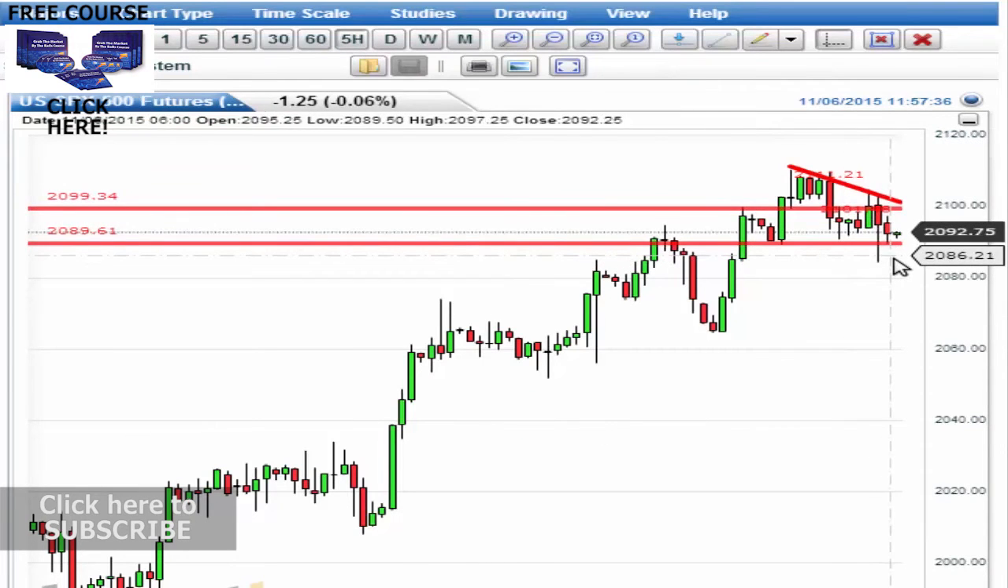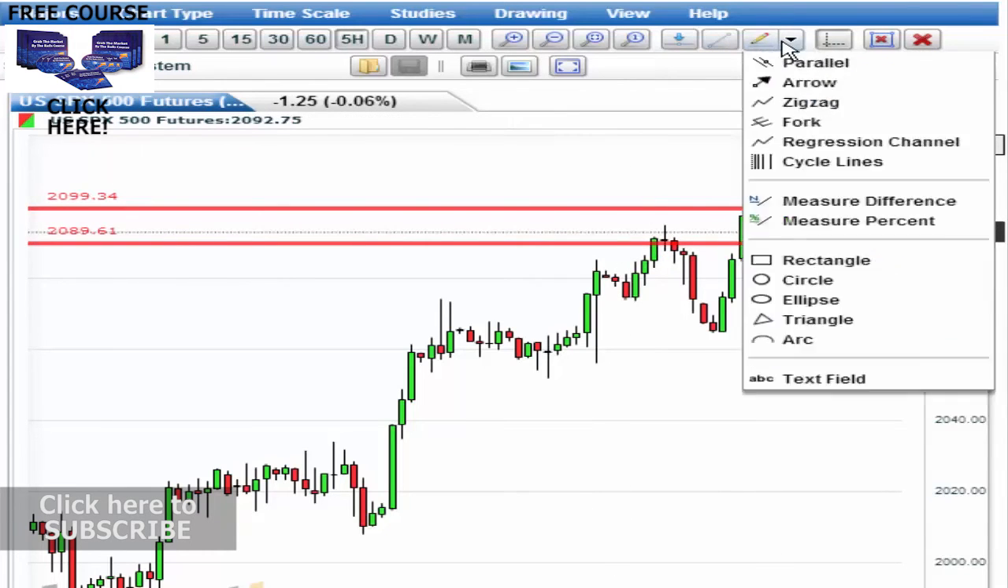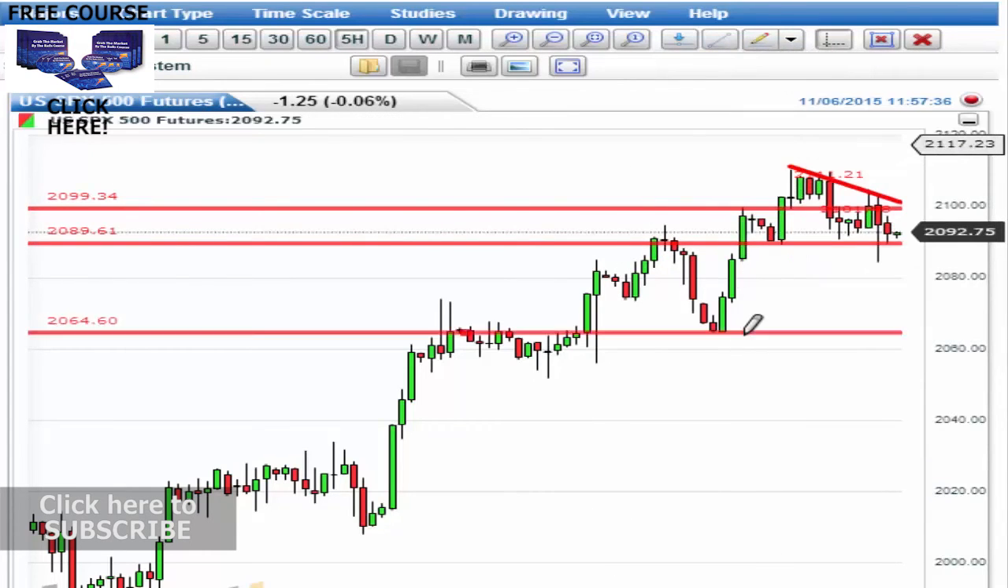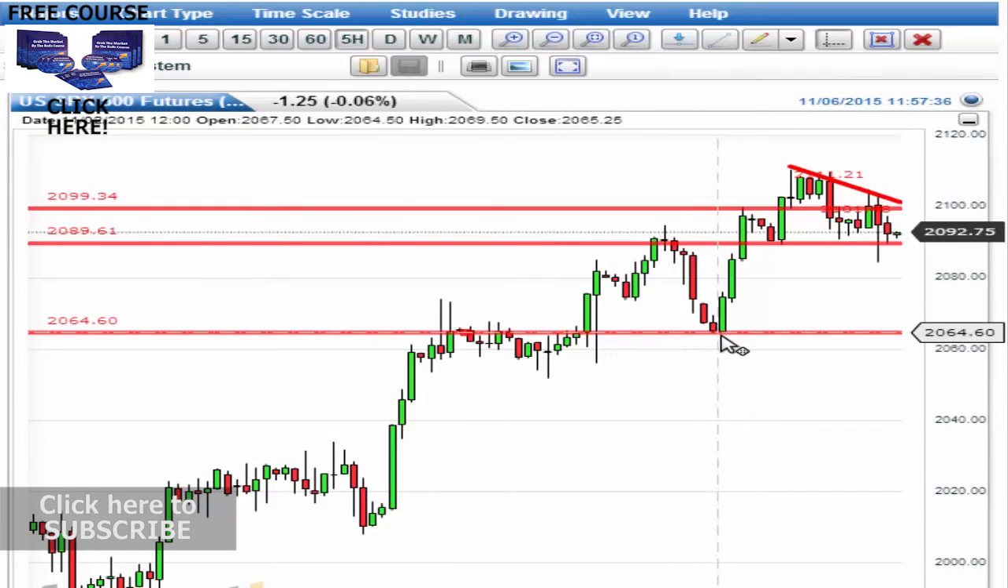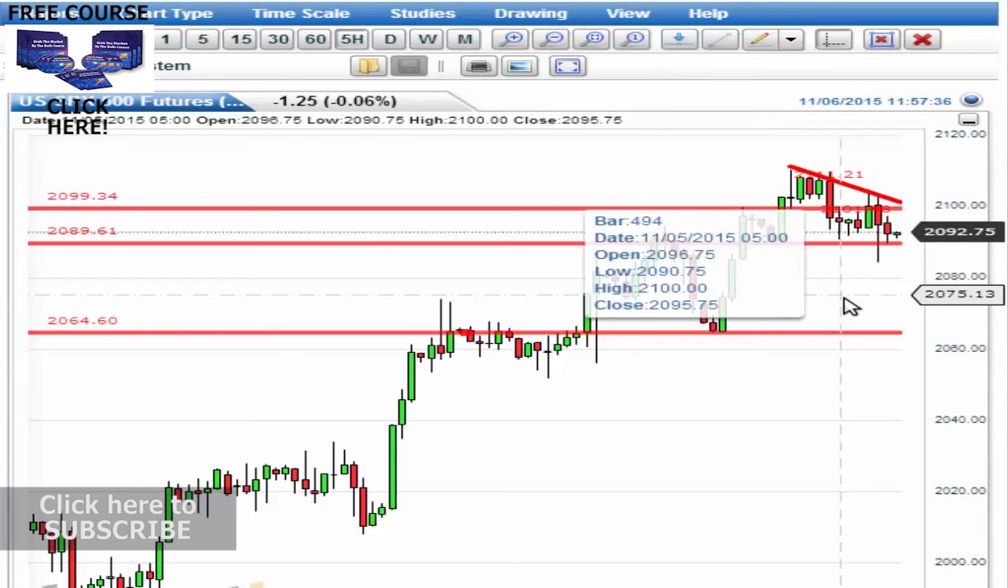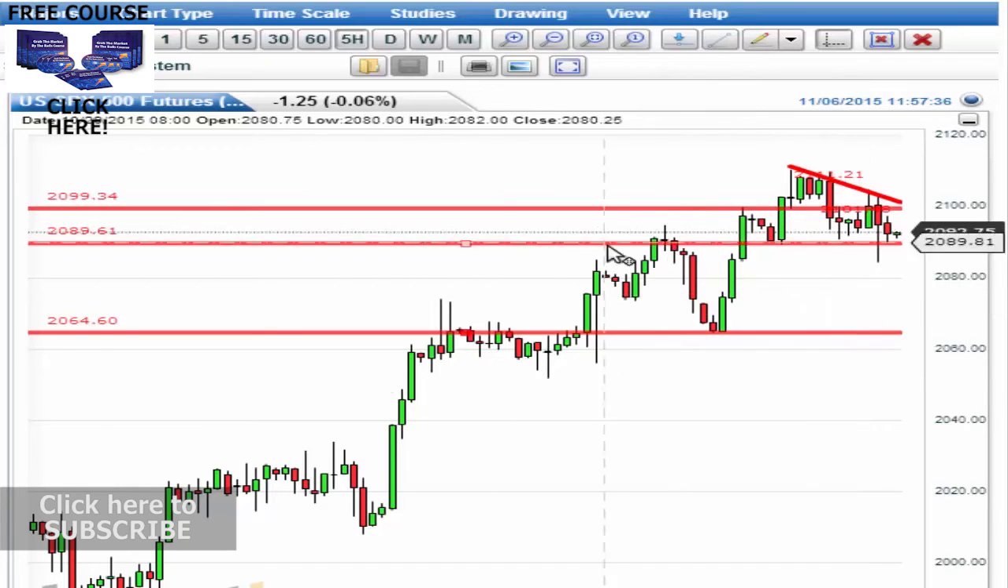If we do start to get a close below this support level here, where you can see it's been having problems, then the next level of support is definitely down here, around that 2064 mark. From there to there, we're talking about a good 20 or so points on the downside. So that's what I'm seeing right now on this E-mini S&P chart, guys, and that's what I'm seeing looking forward.